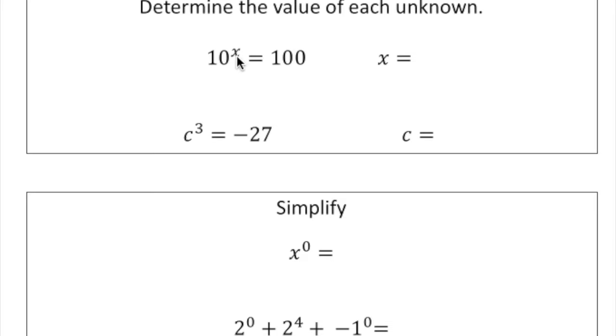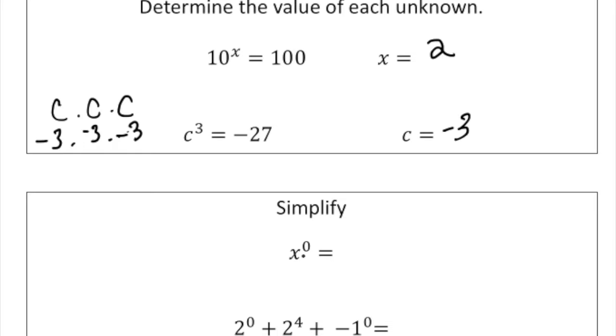Alright, this one, 10 to the x equals 100. So this x is going to equal 2 because 10 times 10 equals 100. C to the 3rd power equals negative 27. So the question is, what times what times what gives us negative 27? And this one is going to be negative 3 times negative 3 times negative 3, right? Because a negative times a negative is a positive, times a negative is a negative. So C is going to equal negative 3.